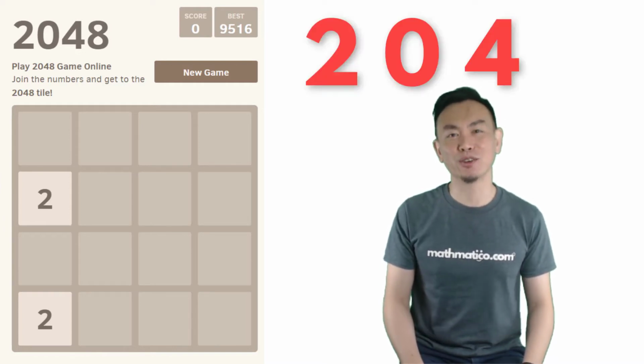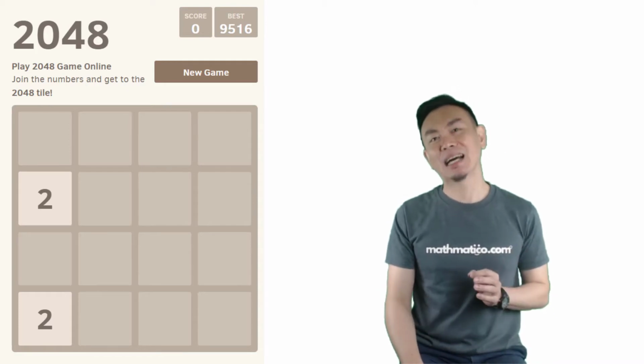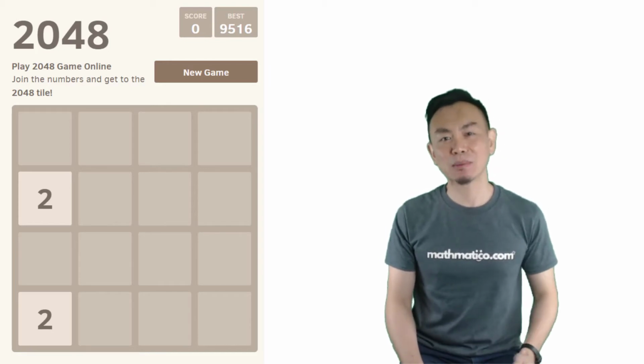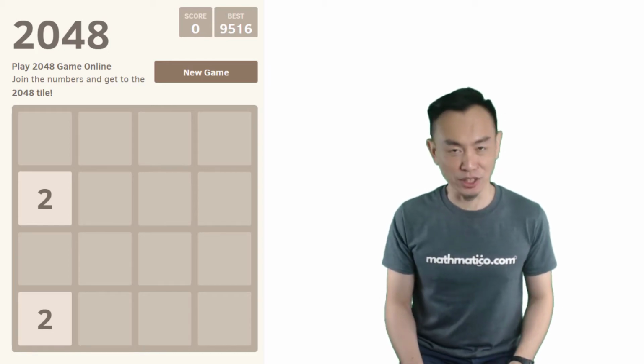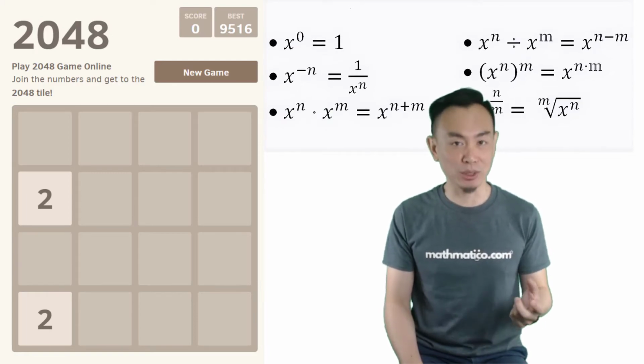Today I'm going to share with you a game that I enjoy a lot. It's called 2048. It's very easy to play, but it took me quite a bit of time to really understand and master it. The reason why I'm sharing this game is because when I teach O-level maths for the topic of indices, it's really useful for students to memorize the powers of 2.